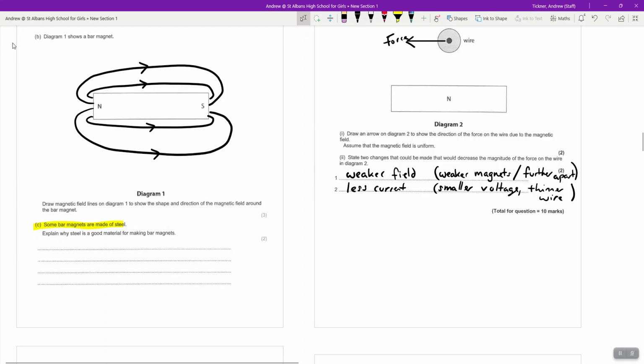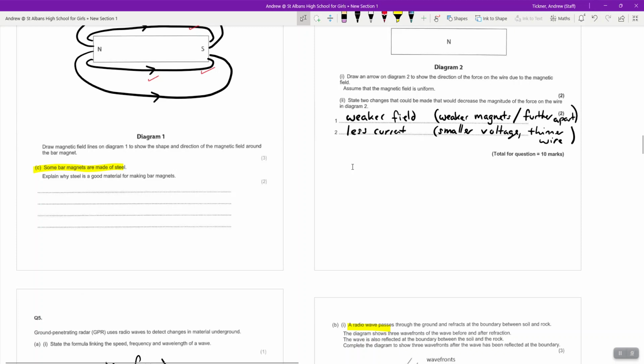So there's one mark for drawing one line, another mark for drawing 2 or more lines that don't cross or meet, and then a third mark for getting the arrows on them pointing the right way. Right, okay, then we have some bar magnets are made of steel. Explain why steel is a good material for making bar magnets. Well, bar magnets are permanent magnets that we want to put in a drawer and come back to a bit later. And for that, we want a thing called a hard magnetic material.